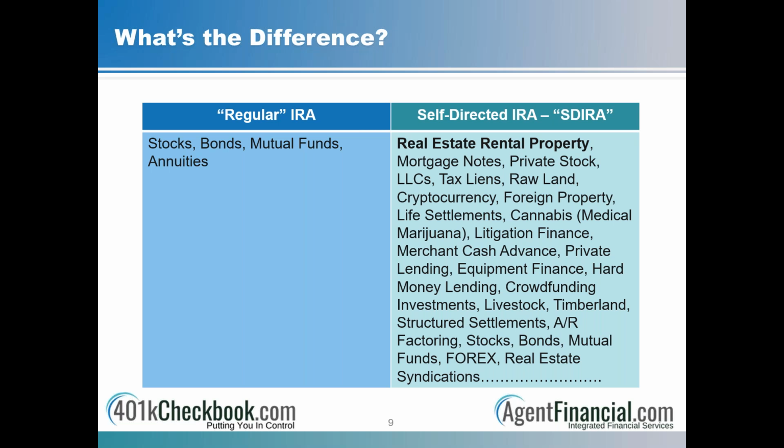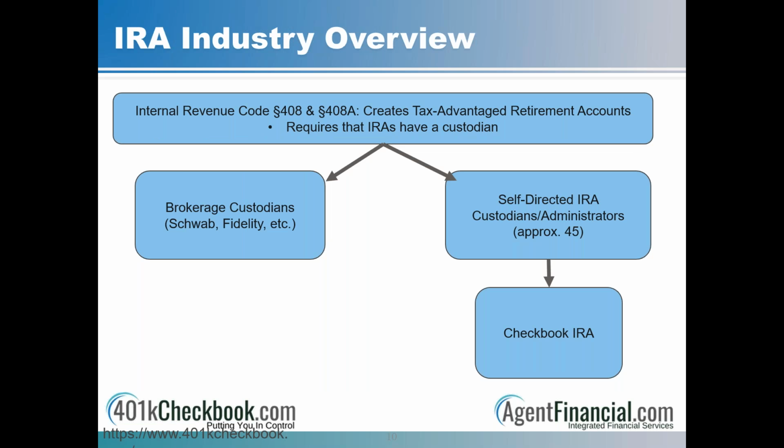You can use your IRA for just about anything. But of course, we've highlighted the first item on the list and bolded: real estate rental property. Real estate rental property is consistently the most appealing and most popular asset for self-directed IRAs. And for the most part, that's our focus. Our focus is real estate. It's what our clients love most and what we specialize in.